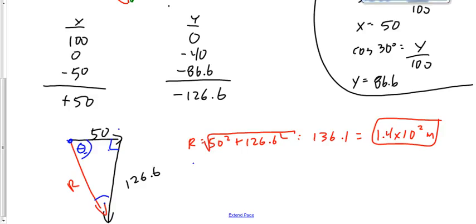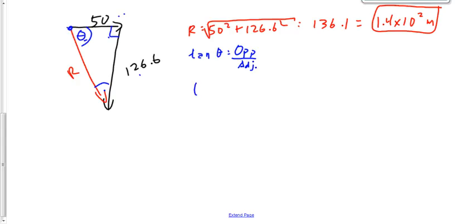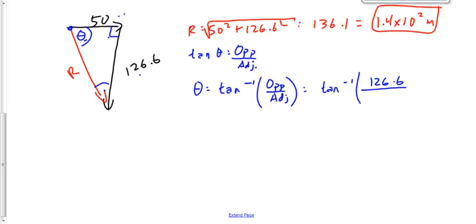Well, I have opposite and adjacent. So I'm going to say tan theta is equal to opposite over adjacent. Opposite being 126, adjacent being 50. Now, if you want to actually solve for theta here, pay really close attention to this, okay? Some of you are comfortable with this, some of you are not. Theta would be the inverse tan of opposite over adjacent. So the inverse tan, whatever that means, of 126.6 over 50. Opposite, the one that's not attached to the angle. Adjacent, the one that is attached to the angle but is not the longest one.